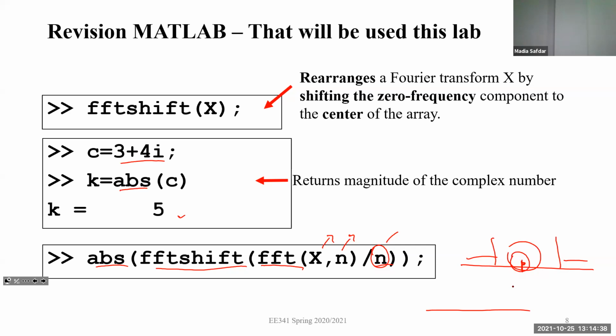So this will take the absolute value. This will remove the complex number from your pixel, only the absolute values. So you know that this is equal to square root of 3 square plus 4 square, so the answer will be 5. Abs of C will only give you the absolute value, the amplitude of this C signal.